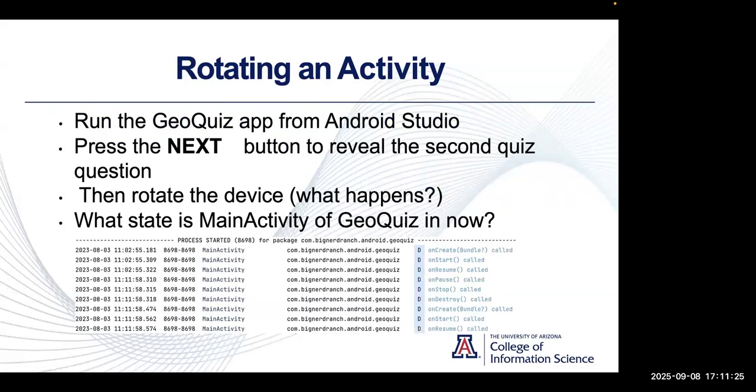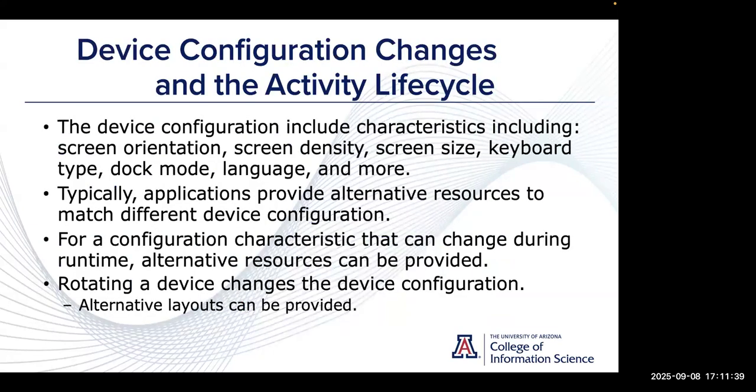Now, rotating an activity. When we run the GeoQuiz app from Android Studio and we press the next button to reveal the second quiz question, and we rotate the device, what happens? So what state is the main activity of GeoQuiz in now? Okay. So device configuration changes and the activity lifecycle.